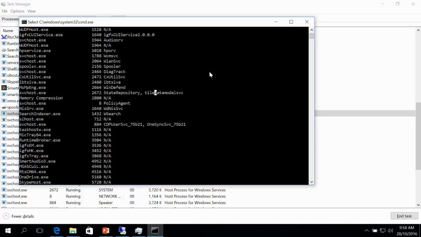/SVC, that means show me all the services. Tasklist itself is a command line version of Task Manager. Then you say /SVC means show me only the services. Okay.